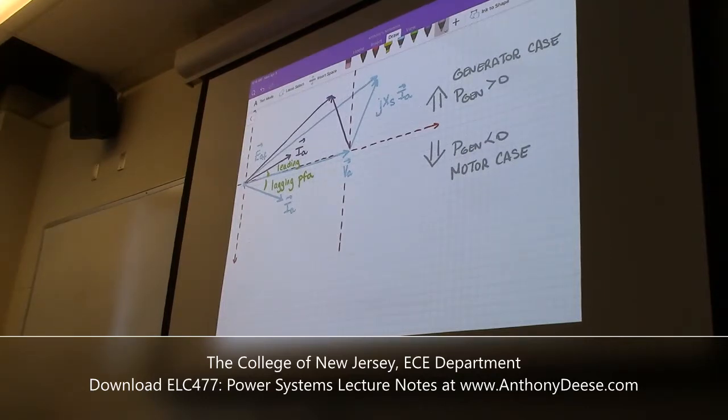So, and then we can draw a similar set of arrows here. So we have Q gen is greater than 0. We already labeled this before, but I'll label it again: over excitation. And Q gen is less than 0, and we have under excitation.